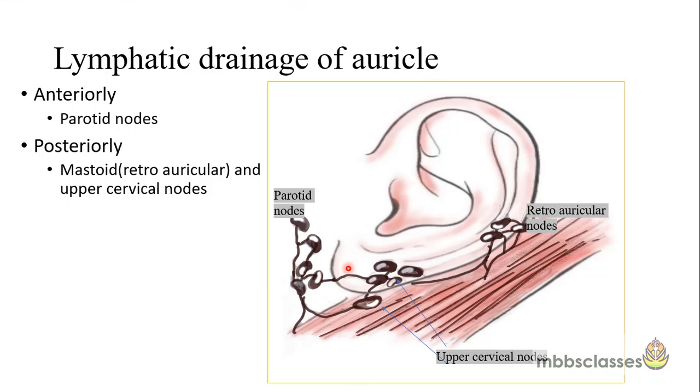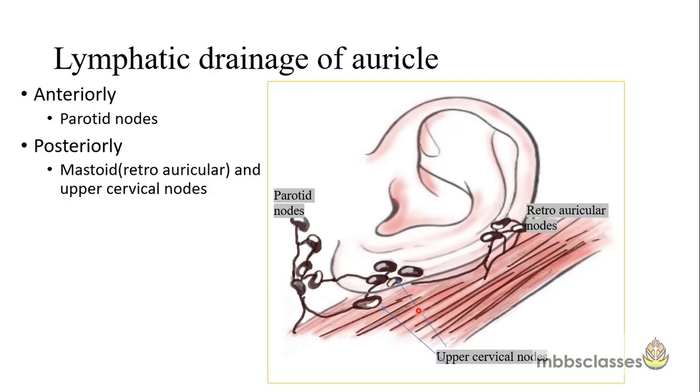So where do the lymphatics drain from the auricle? The anterior part or the lateral surface of the pinna drains into the parotid nodes. Remember, the anterior part or the lateral surface drains into the parotid nodes. The medial surface, or you can say the posterior surface, drains into the retroauricular nodes or mastoid nodes.